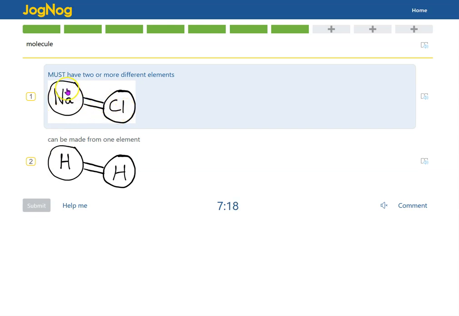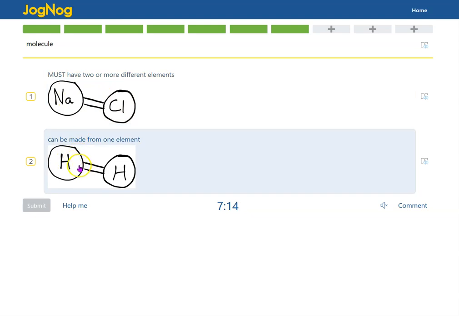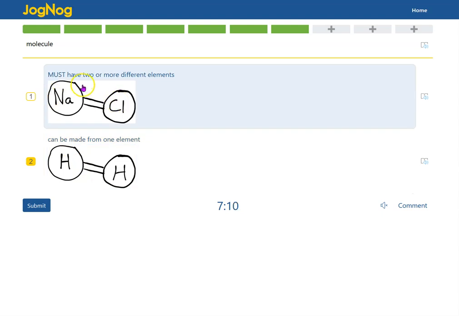Molecule. Molecule can be made from one element. It doesn't necessarily have to be two. Just the definition of what a molecule is.